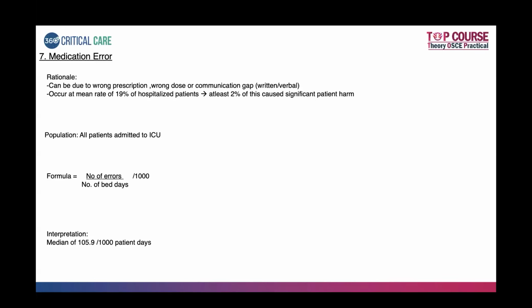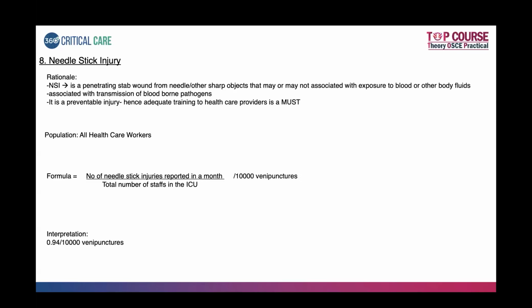So it can occur at a mean rate of 19% of hospitalized patients, and in about 2% of them, this can cause significant patient harm. So it includes all patients admitted to the ICU, and the formula goes by the number of errors by the number of bed days divided by 1,000. So the interpretation is a median of 105.9 per 1000 patient days.